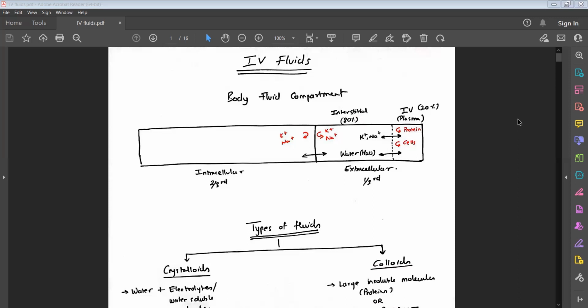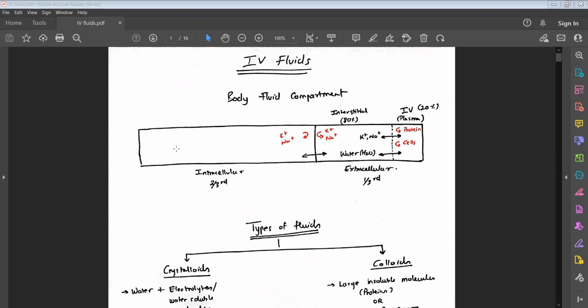So let's start with the body fluid compartment. Now, consider all the water that's there in your body in the form of a tank. Now, let's say an average male weighing about 70 kgs, about 60% of his body is water, which means if the weight of the patient is about 70 kgs, about 60% is 42, which means 42 liters in their body is water. Now, this 42 liter is considered as being a part of the tank.